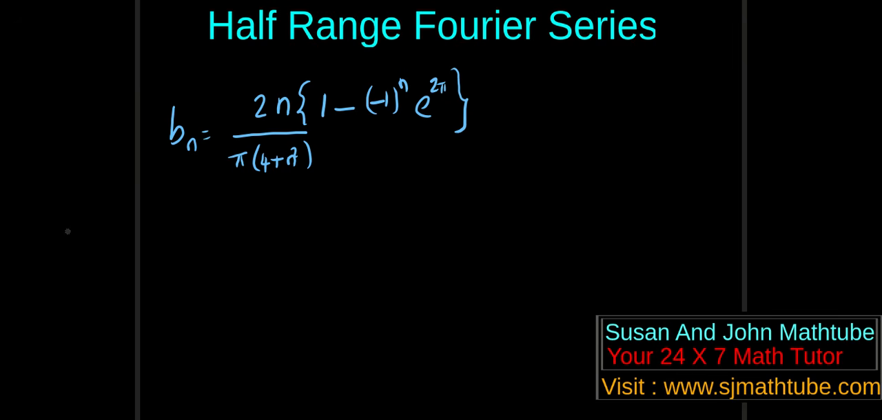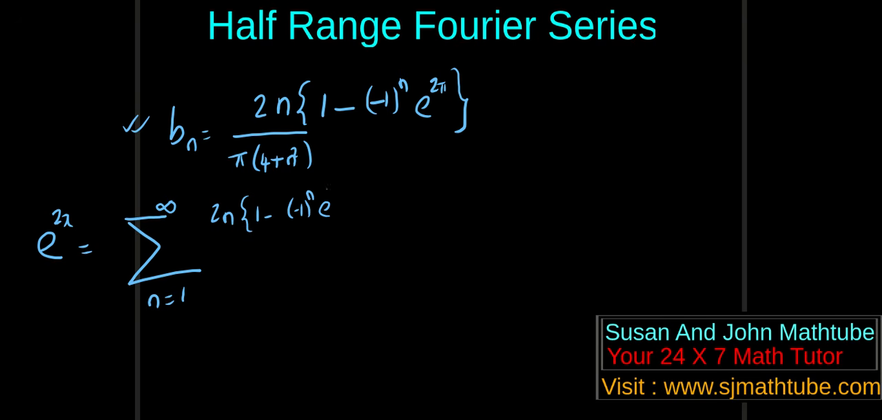Okay, now let's substitute, and that's the end. So just put this in equation 1. Our function, that is e to the power 2x, is equal to sigma n equal to 1 to infinity bn. That will be 2n into 1 minus minus 1 the whole power n e to the power 2 pi, the whole divided by pi into 4 plus n square, into sine nx, and that's it.